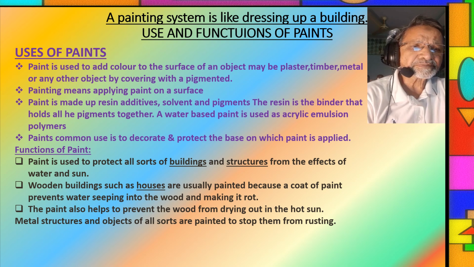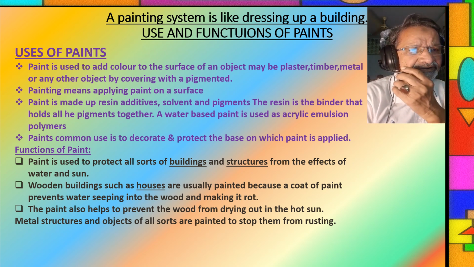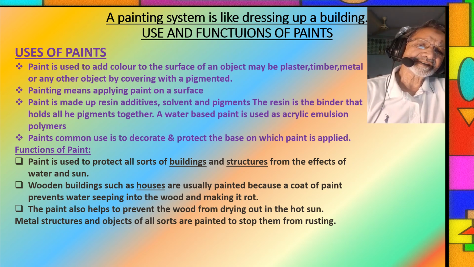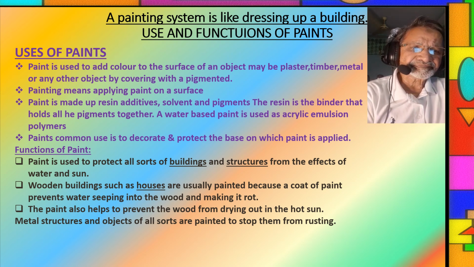Paint is used to protect all sorts of buildings and structures from the effects of water, sun and weather conditions. Wood buildings are usually painted because a coat of paint prevents water seeping into the wood and making it rot. The paint also helps to prevent the wood from drying out in the hot sun. Now we have discussed the uses of paint.